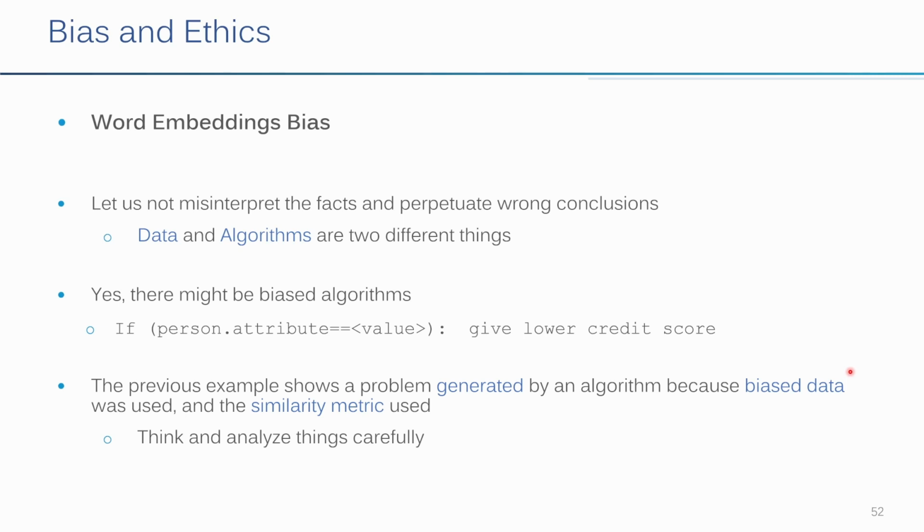most of the time people will claim that a certain algorithm is biased or is being unethical, and of course this can happen. If a certain person has a specific value for an attribute, let's say we give a lower credit score for that. This is clearly a biased algorithm in case this attribute correlates with, let's say, specific personal characteristics.